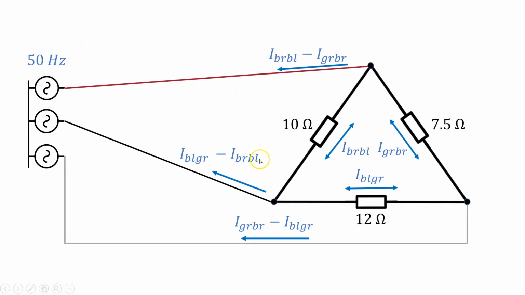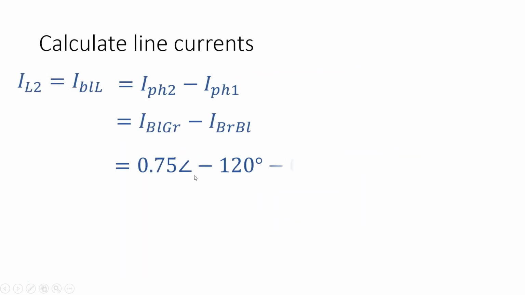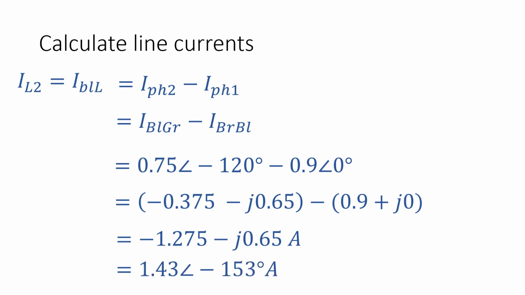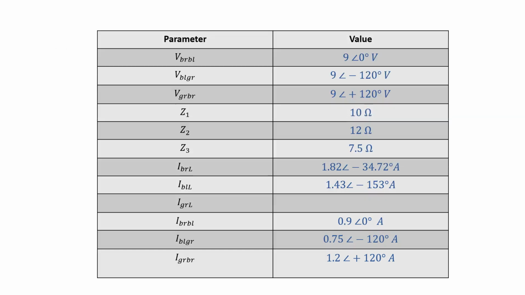And that's this here. So phase 2 minus phase 1 is line 2. Again, change it to your rectangular. Don't forget the brackets. And that comes to minus 1.275 minus J0.65, and 1.43 at minus 153 degrees. Just add it to our table there.